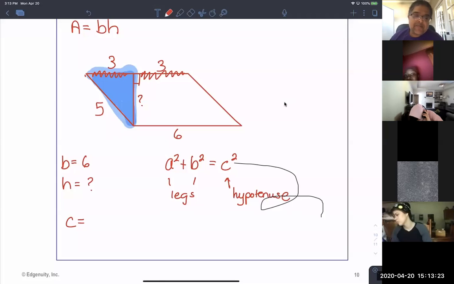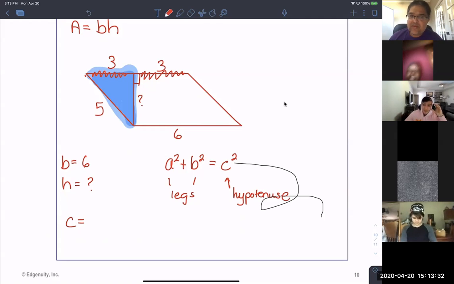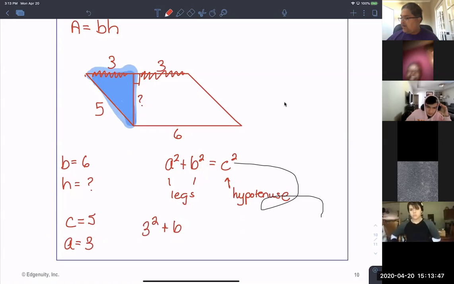Mr. Caleb, what's my hypotenuse for that triangle? It's one of the legs. No, C is not a leg, it's the hypotenuse. Which one of these two measures is the hypotenuse? 5. It's 5. And one of the legs is 3. So we can use the Pythagorean theorem to find the other leg, which is, by the way, my height.